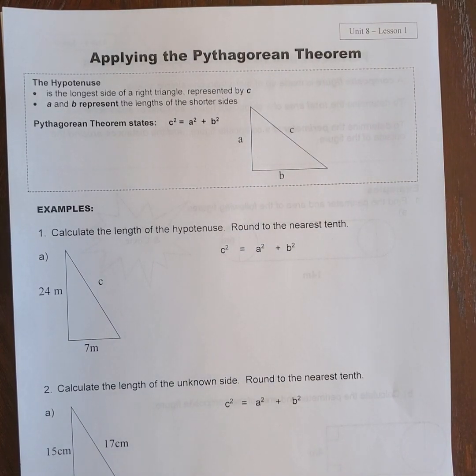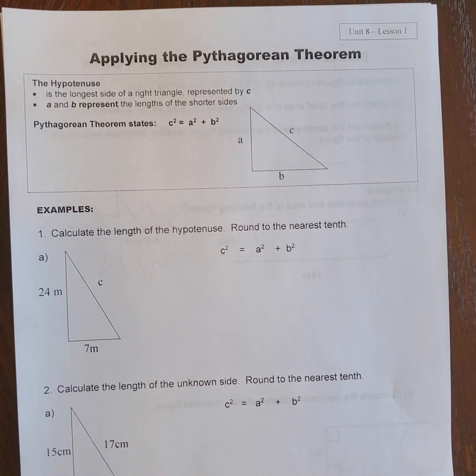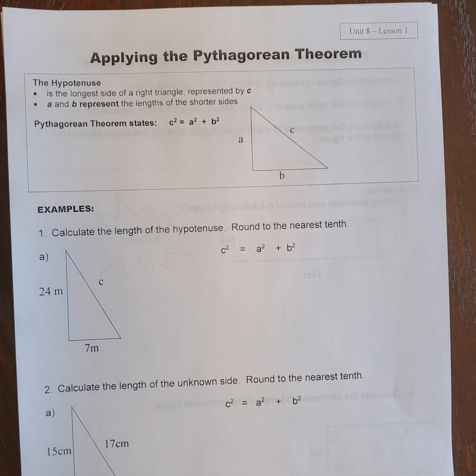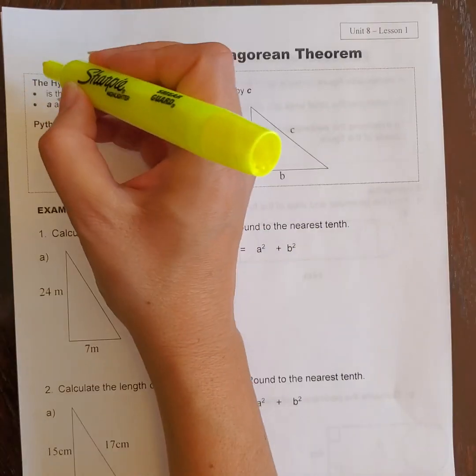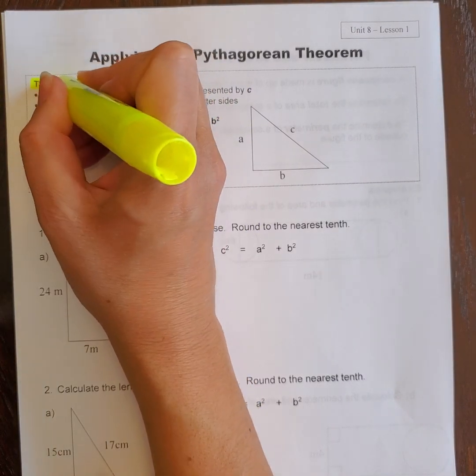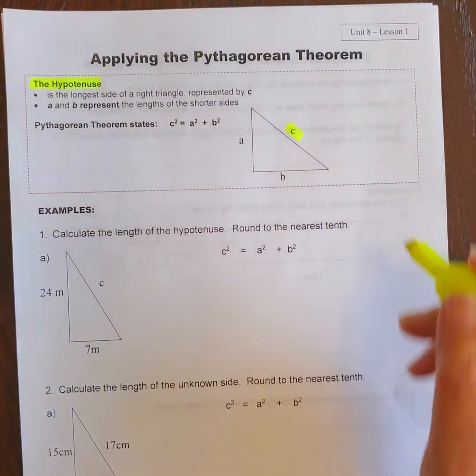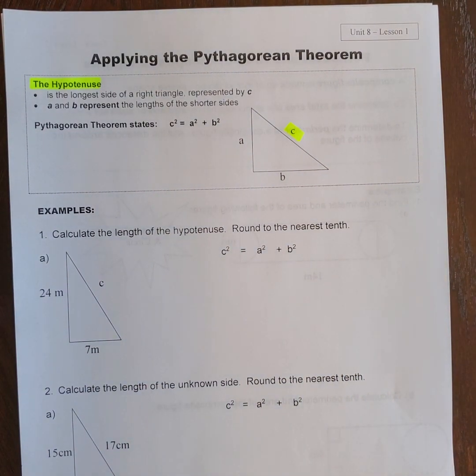Unit 8, Lesson 1, Applying the Pythagorean Theorem. So just before we start the lesson, I just want to go over some terminology. In order to use the Pythagorean Theorem, what you are using it to do usually is to find the hypotenuse. And the hypotenuse is the longest side of a right angle triangle.